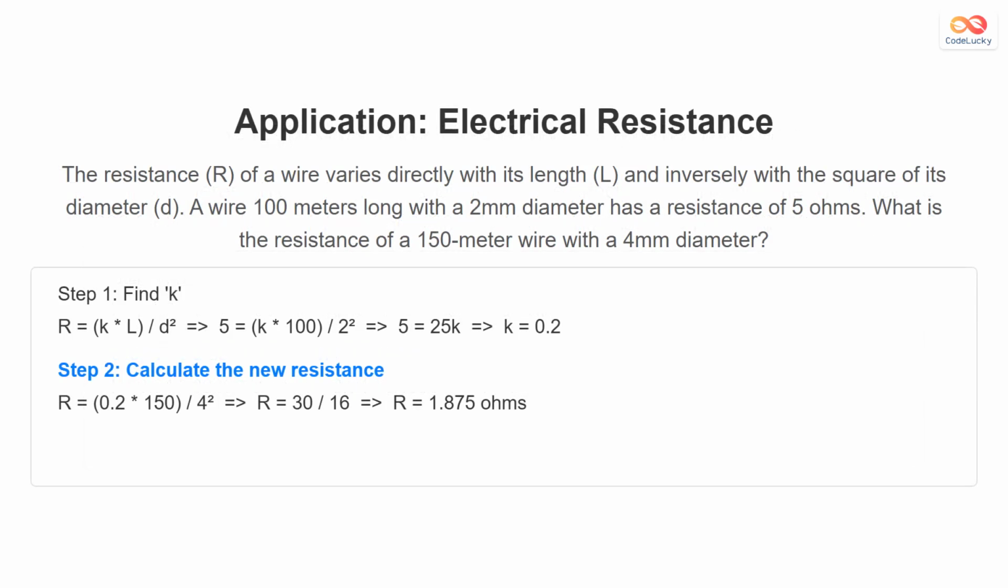Here's another application. The resistance of a wire varies directly with its length and inversely with the square of its diameter. A wire 100 meters long with a 2 millimeter diameter has a resistance of 5 ohms. What is the resistance of a 150 meter wire with a 4 millimeter diameter? First, we find k. 5 equals k times 100 divided by 2 squared. This gives us k equals 0.2. Now we calculate the new resistance. R equals 0.2 times 150 divided by 4 squared, which is 1.875 ohms.